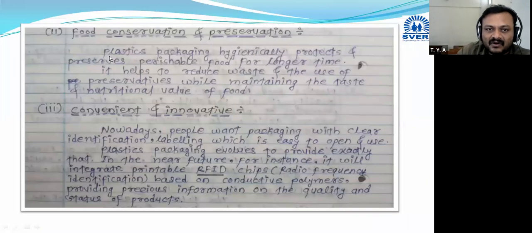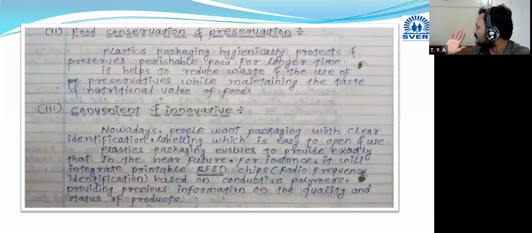Then already I have explained food conservation and preservation. For whichever packaged food is there, it is wrapped or stored in plastic material. Here they have used perishable food. Okay, plastic packaging hygienically protects and preserves perishable food for a longer time. What is the meaning of perishable food? Perishable food is food which will get contaminated, or you can say it is not of any use after a few days. For example, milk. You can use it for a maximum of 2-3 days. After that, what will happen?